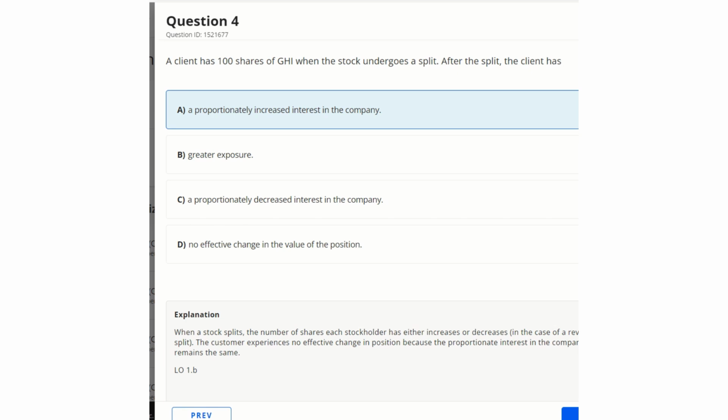I'll give you a second in case you want to pause the video and think about it. But the answer is D, no effective change in the value of the position. It just is a way to mess with the stock price if it's getting too high or too low. That's what it says down here. Number of shares increase, or in the case of a reverse split, decrease, with no effective change in position.